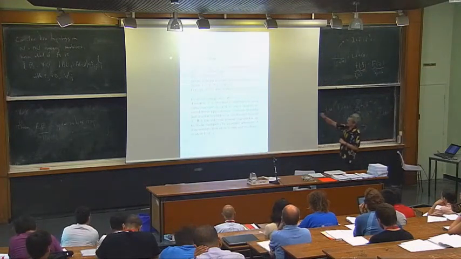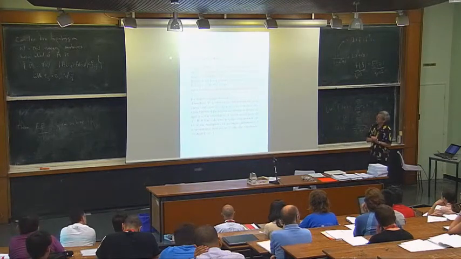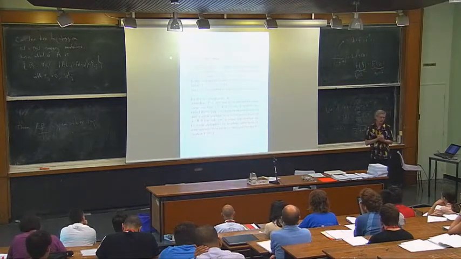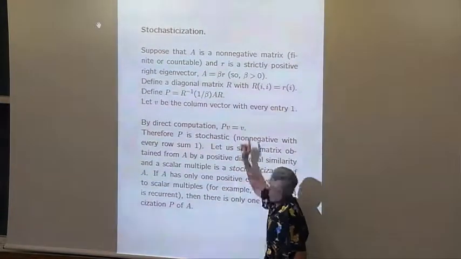Then we can define a diagonal matrix R such that the ith entry along the diagonal is just the ith entry of that positive eigenvector. Then we can write P as R inverse times 1 over beta times A times R. And if you do the computation, you see, lo and behold, the column vector V with every entry 1 is a vector such that P times V is V.